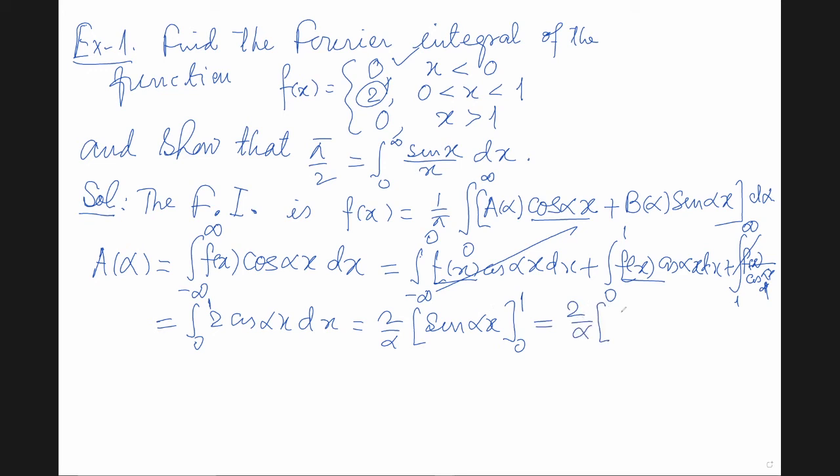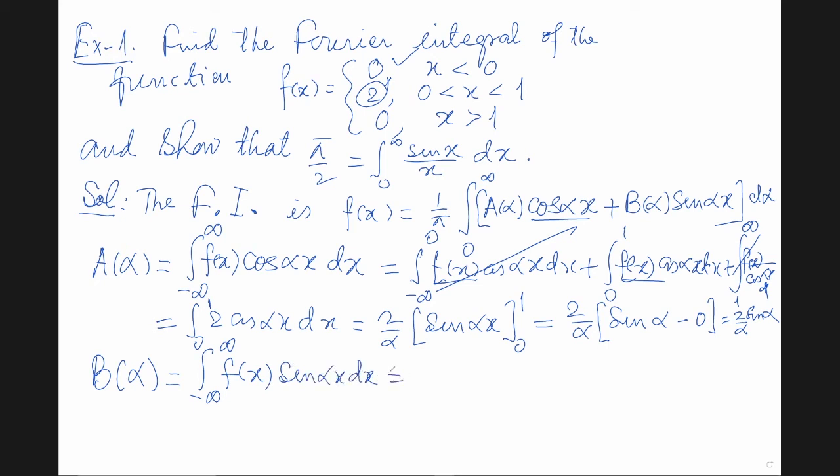Sine alpha minus 0, because sine 0 is 0. So this is 2 over alpha sine alpha. Now B alpha will be the integral from minus infinity to infinity of f(x) sine alpha x dx. Because only on this interval it is alive, the rest everywhere it is dead.